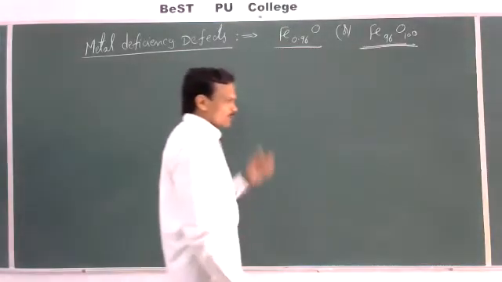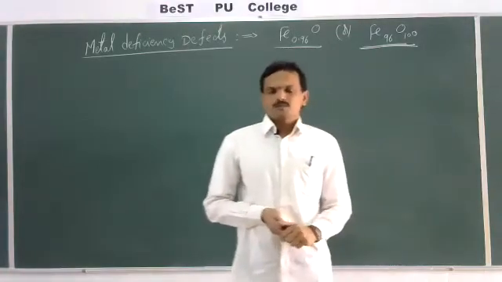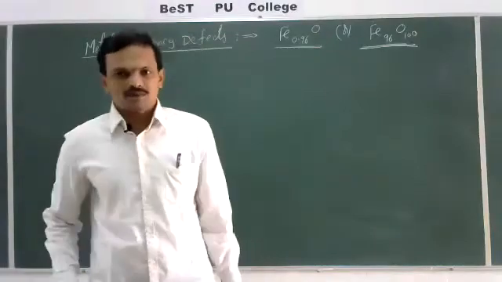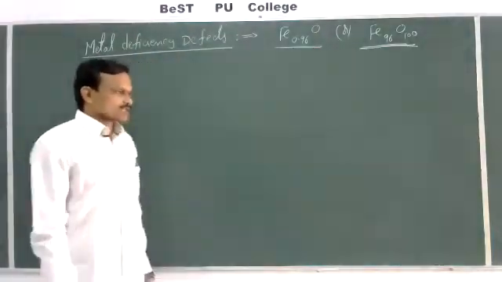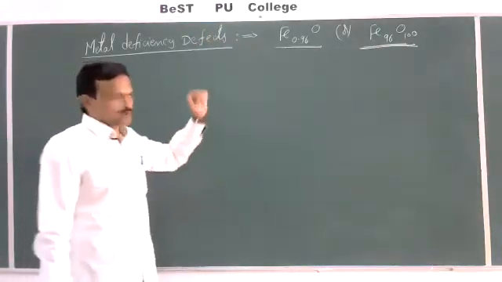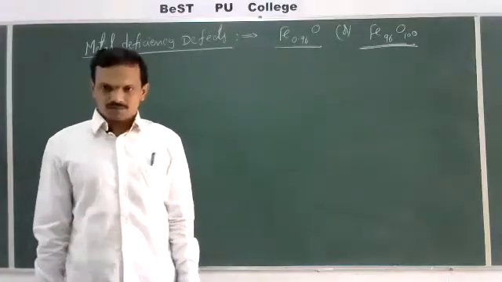There is no stoichiometry, and compared to non-metal atoms, the number of metal atoms present here is less. That is why this is known as a metal deficiency defect. Metal atoms are fewer than non-metal atoms.